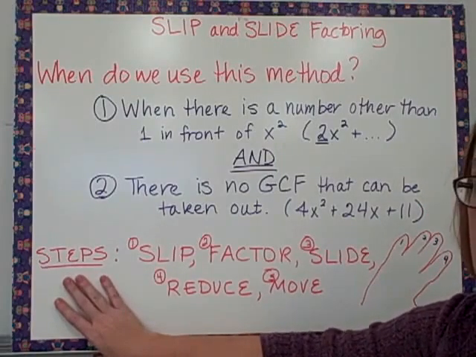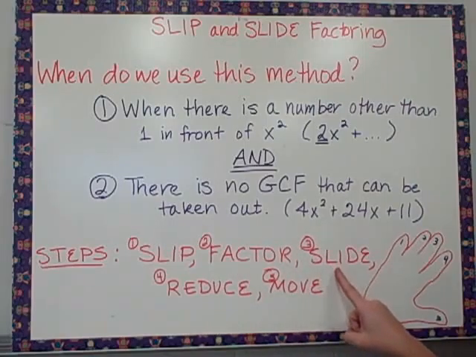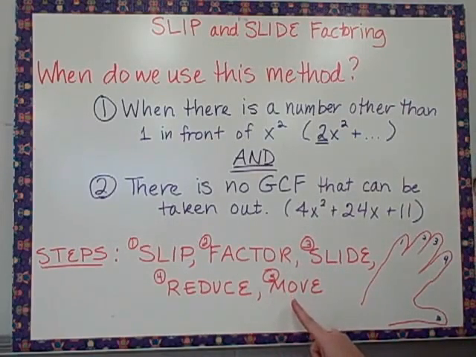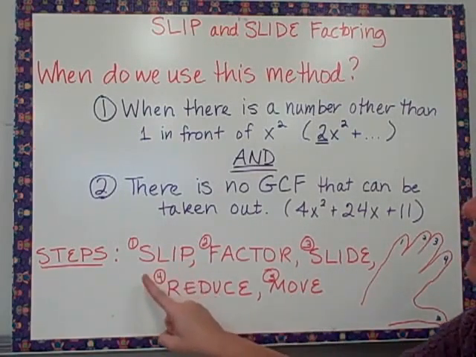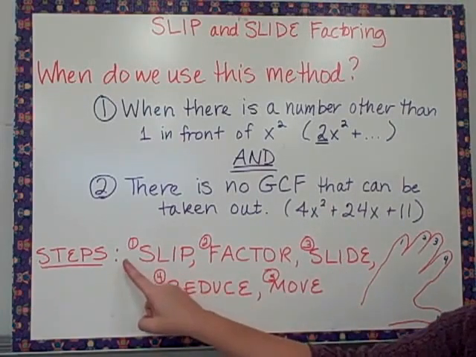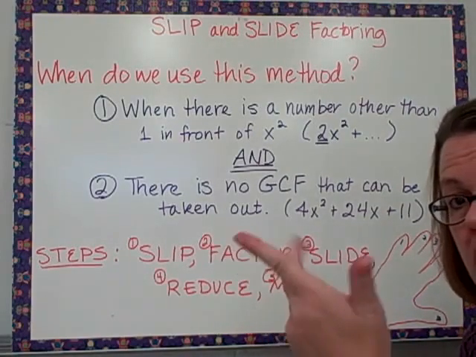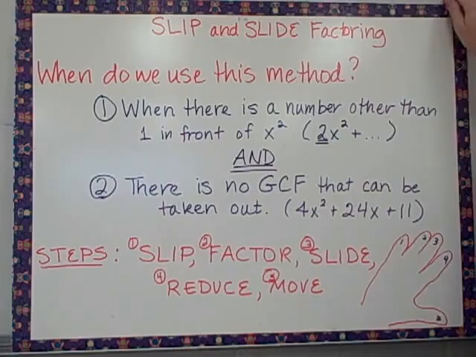There are 5 steps for slipping and sliding. You slip, you factor, you slide, you reduce, and you move. Students have been very good at slipping and factoring. What they forget is to slide. So you might think about the fact that there are 5 steps, and you can tick them off on your fingers to make sure that you've got them all done before you move on a quiz or a test.